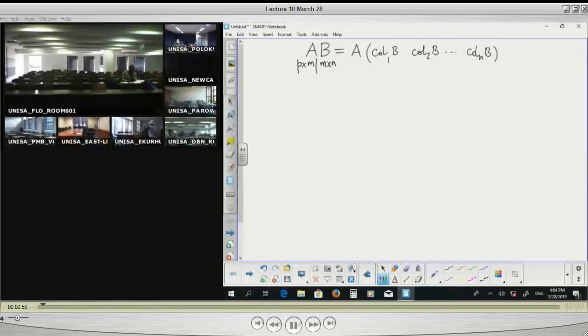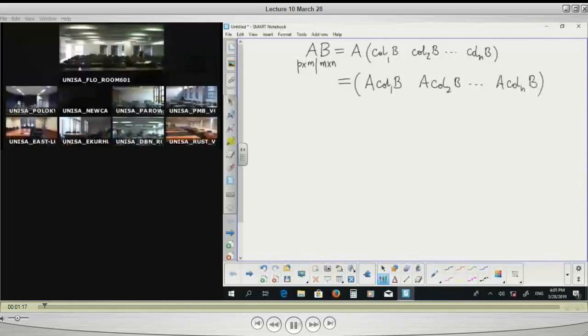This product, by our matrix rule, is nothing else but this matrix A times the column 1 of B, A times the column 2 of B, and A times the column N of B. Observe, each column is a member of R^m. So A times this is a member of R^p. So there are P rows now and N columns.